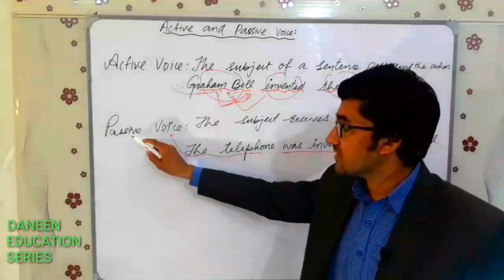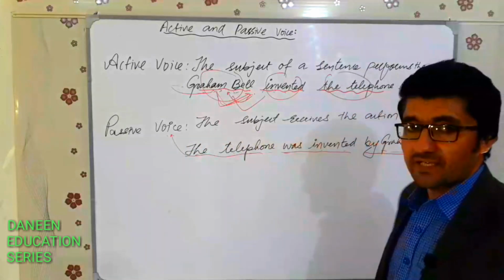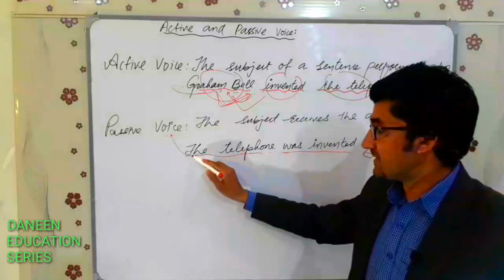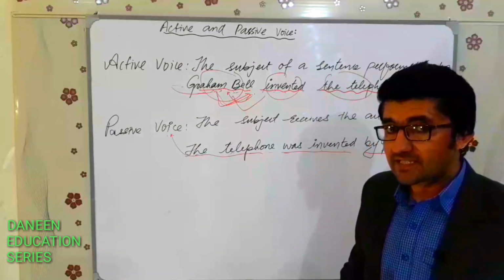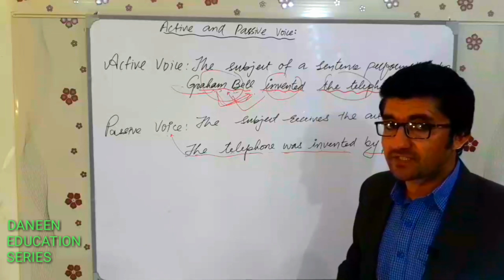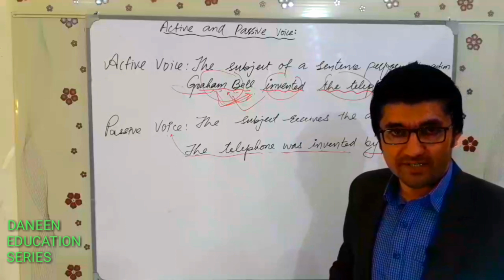As far as passive voice is concerned, in passive voice, the subject receives the action. We have another example. The telephone was invented by Graham Bell. In this example, the subject is receiving the action. Now let's talk about some more points.